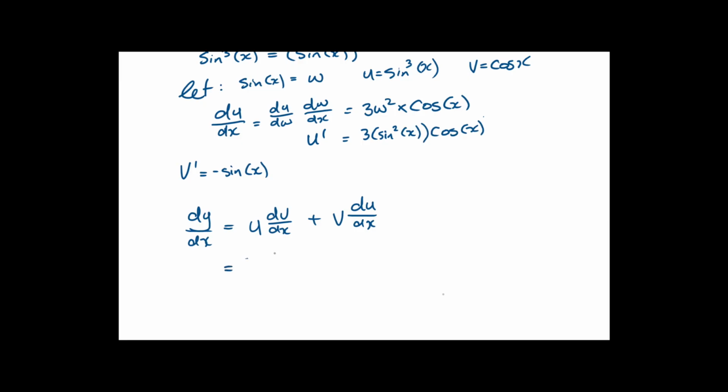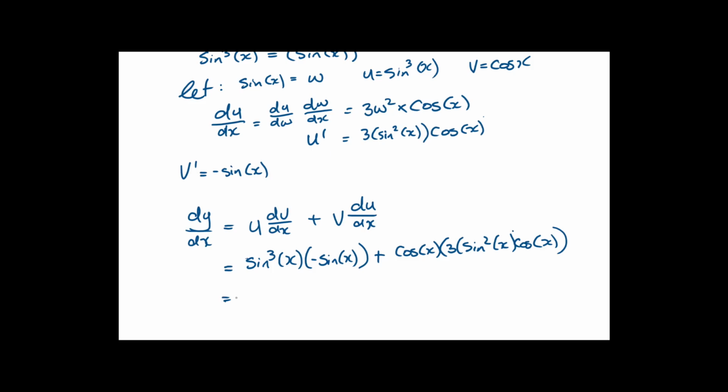So u is given as sine cubed of x, and dv is minus sine of x, plus v is cosine of x times u dash, 3 sine squared of x cosine of x. I think that's right. I'm just going to check. Yep, I just checked, that is right.